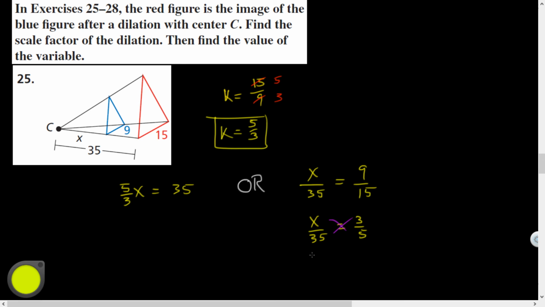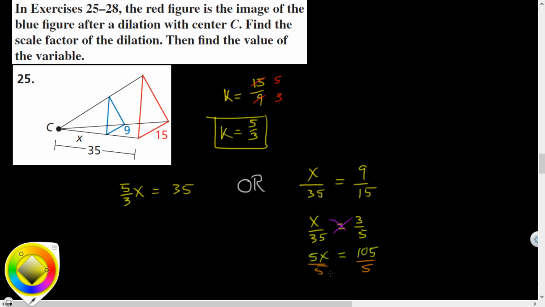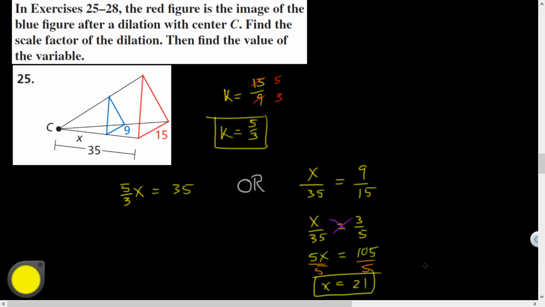3 times 30 is 90 plus 3 times 5 is 15, so 105. Divide both sides by 5. Did anyone solve this, by the way, or did you look up the answer? 5 goes into 105 twenty times. I could fit one more 5. Let's call it 21. Good stuff.